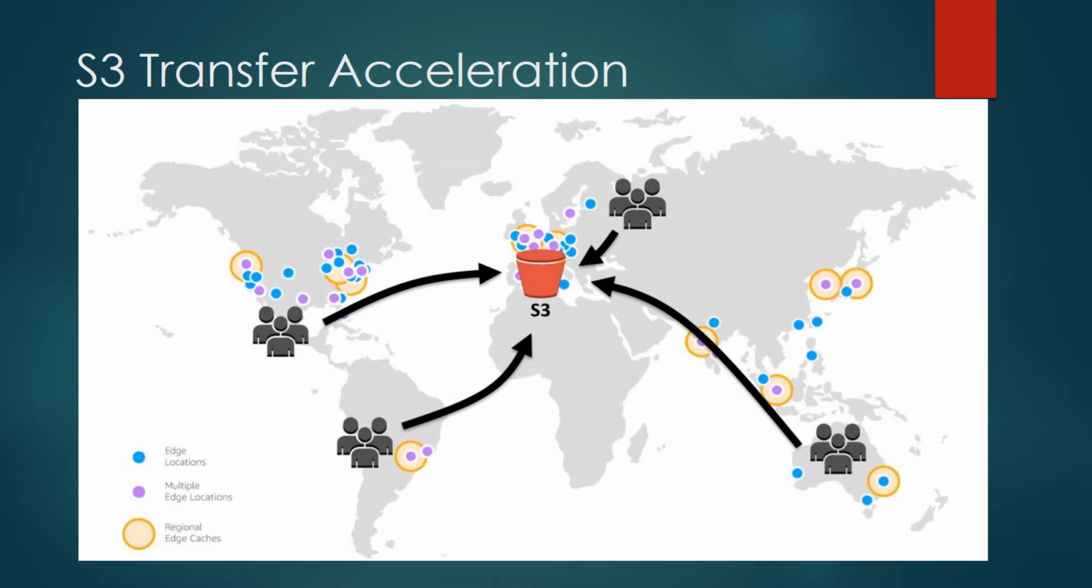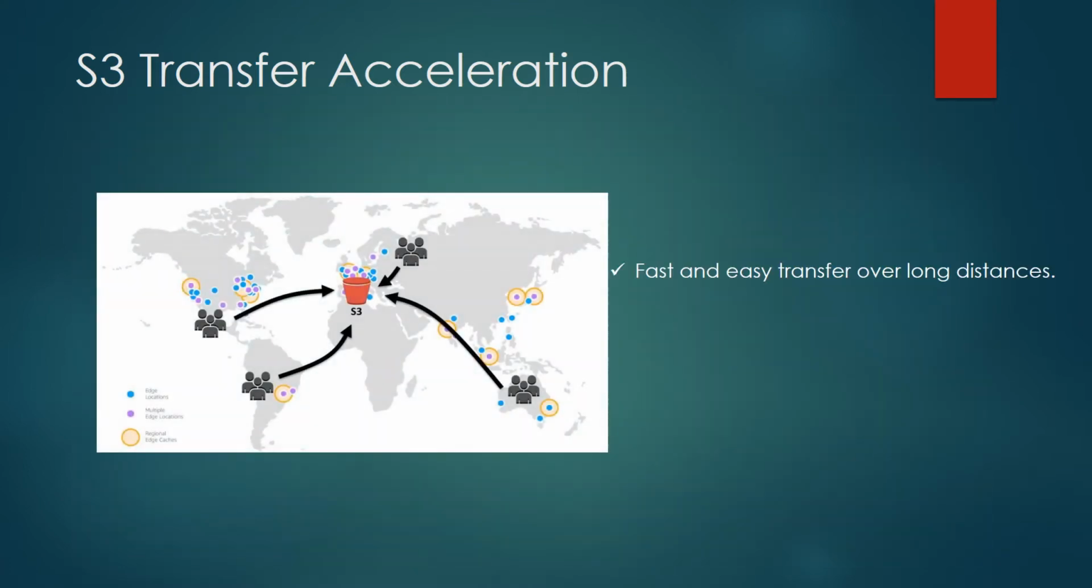The Amazon S3 Transfer Acceleration enables fast, easy, and secure transfer of files over long distances between your client and an S3 bucket.